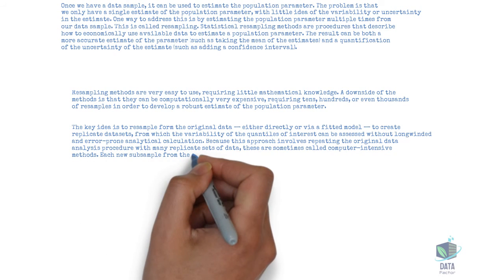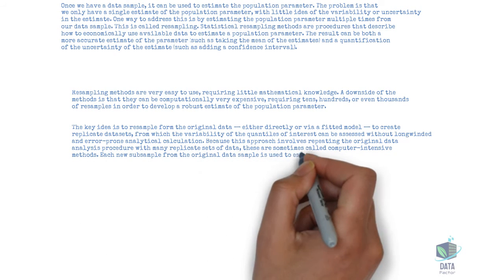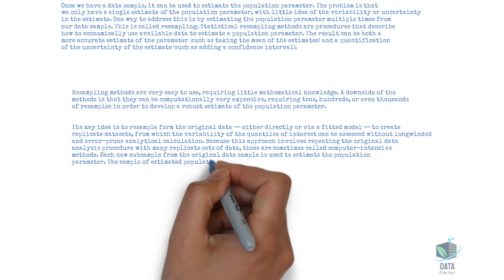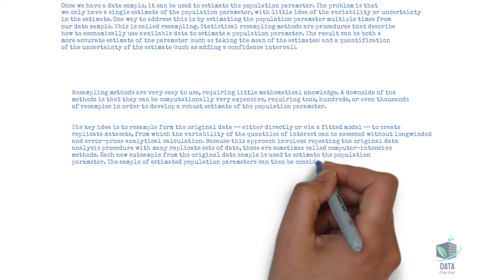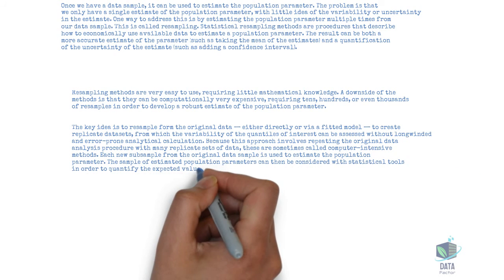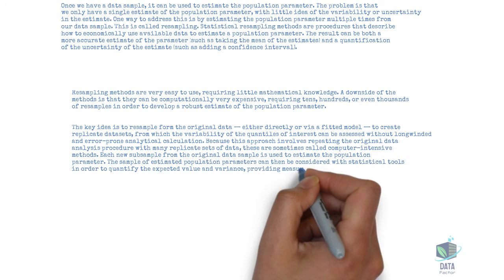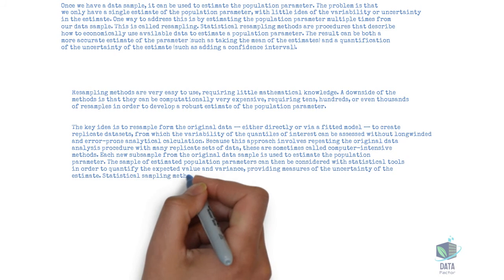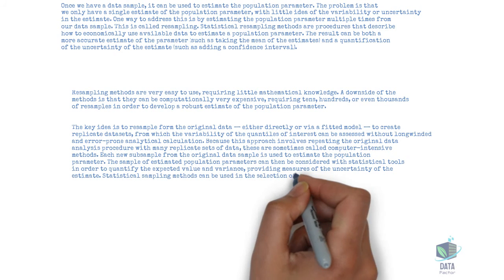The sample of estimated population parameters can then be considered with statistical tools in order to quantify the expected value and variance, providing measures of the uncertainty of the estimate. Statistical sampling methods can be used in the selection of a subsample from the original sample. A key difference is that the process must be repeated multiple times.